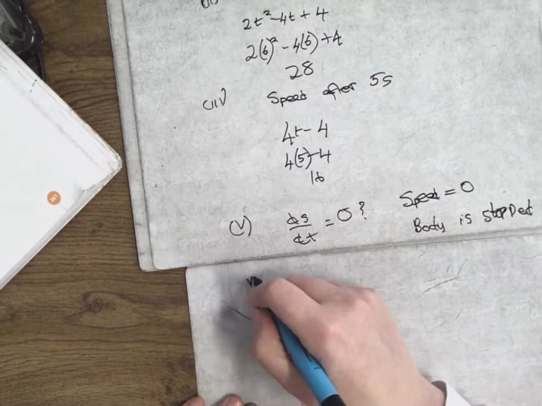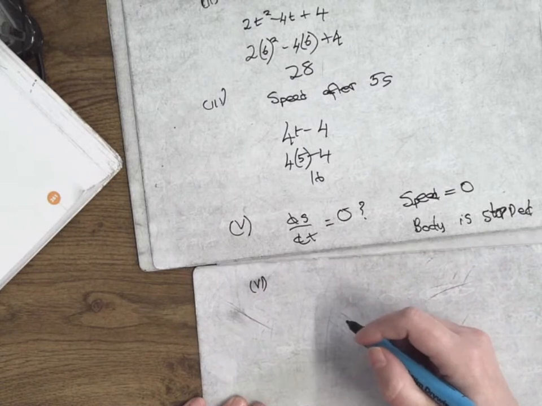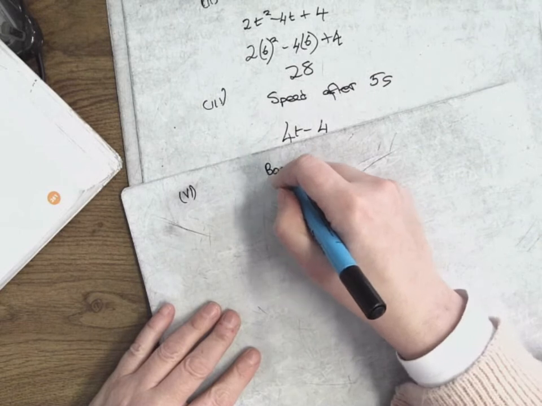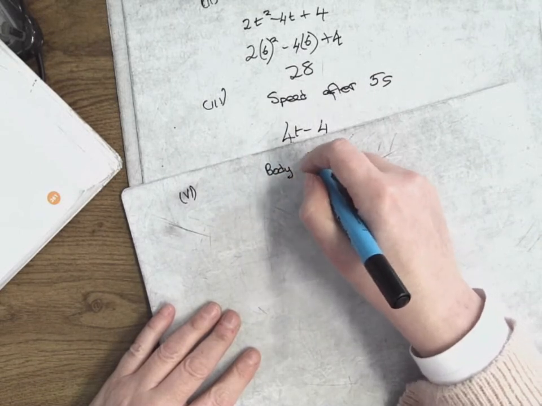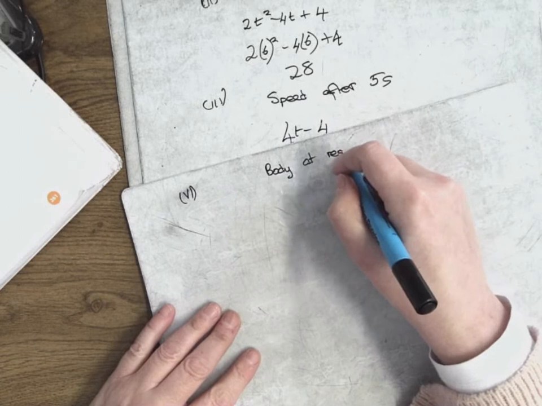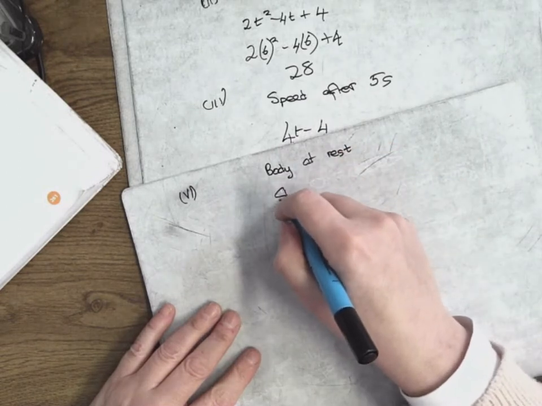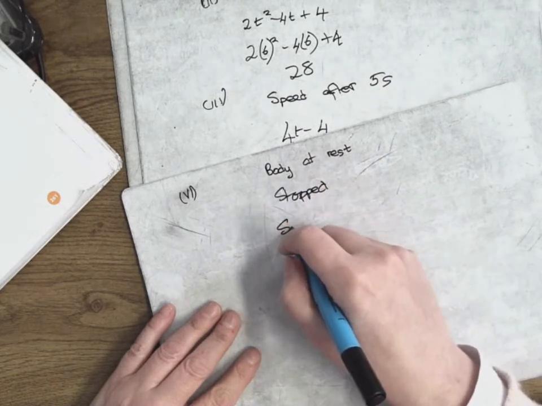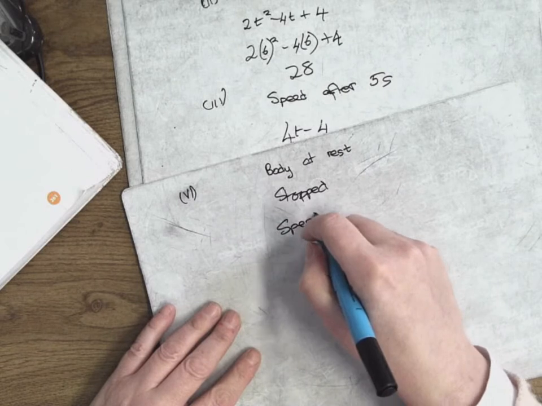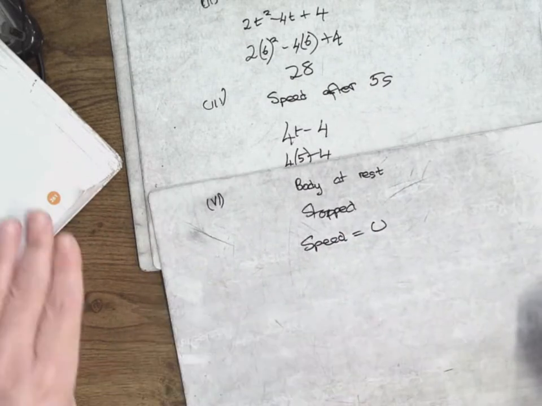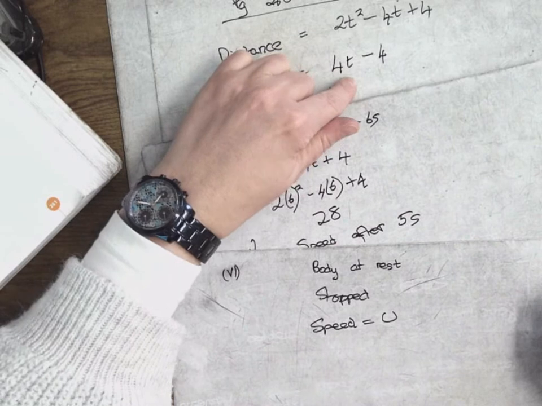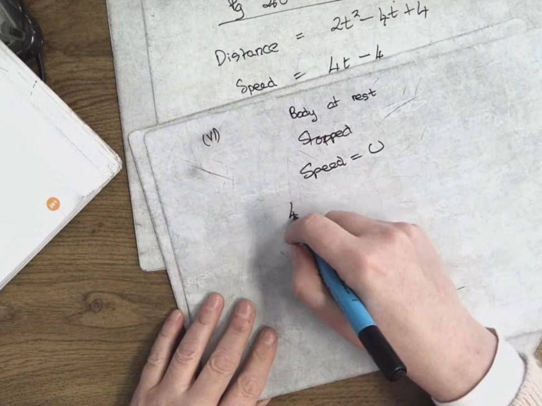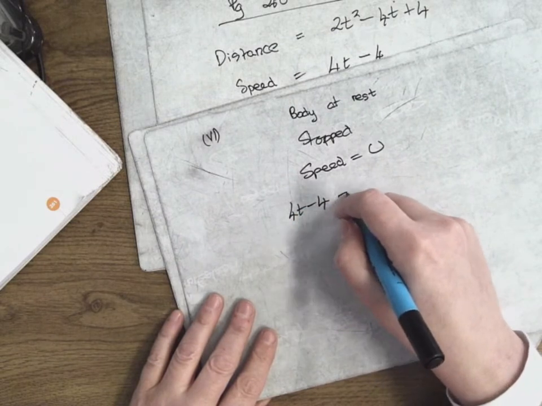Right, okay, so part 6 is, after how many seconds is the body at rest? So body at rest, what's that another way of saying? Yeah, it stopped, right? So when it's stopped, what's the rule when it's stopped? What equals 0? Speed equals 0. So up you go to the top and you get your formula for speed. Here it is, 4t minus 4. Is that okay? So you go 4t minus 4 equals 0.